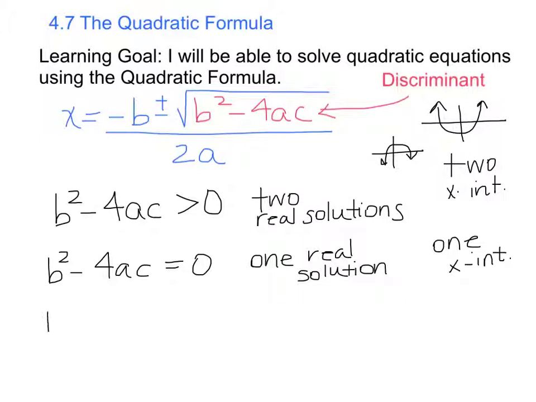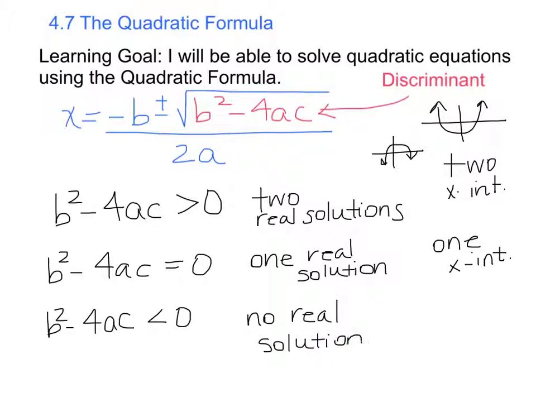And then if your discriminant is negative, then it has no real solutions. And it won't even touch the x-axis, so you'll have no x-intercepts. So that's why the discriminant is very important.